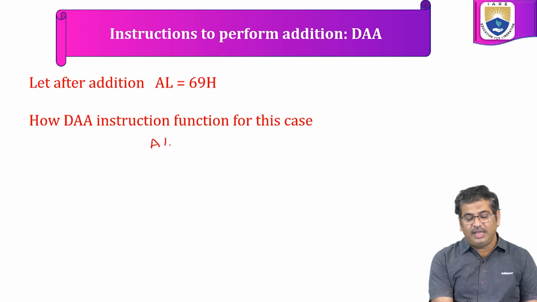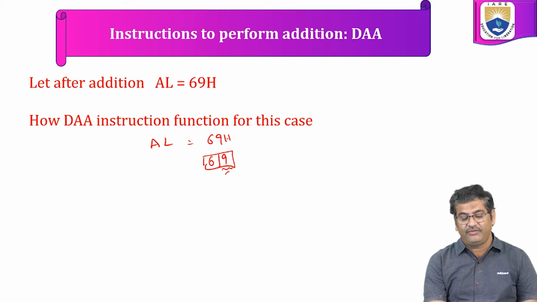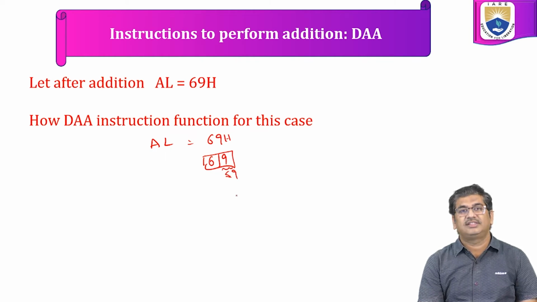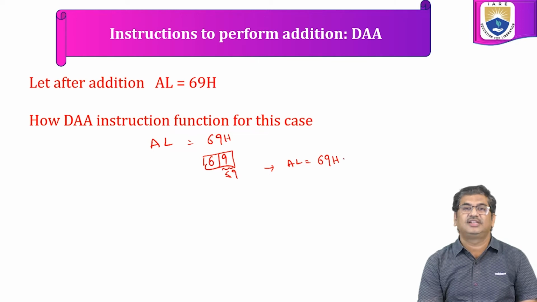So now here the AL register contents are 69H. In the first step, we have to examine the lower nibble. As the lower nibble is a 9, it is a valid BCD number. As it is less than or equivalent to 9, don't alter the content of the AL register. So now after the first step, the AL register contents will remain the same, that is 69H.